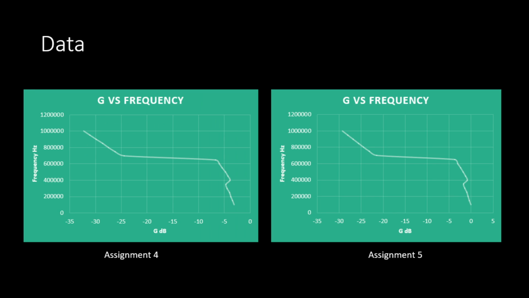So for assignment 4 and assignment 5, you can see the plateau region, but you can also see the sharp drop around 0 on the right and minus 5 decibels on the left. This corresponds to the cutoff frequency of the filter that we applied on a certain frequency.